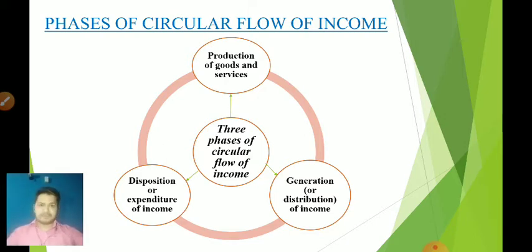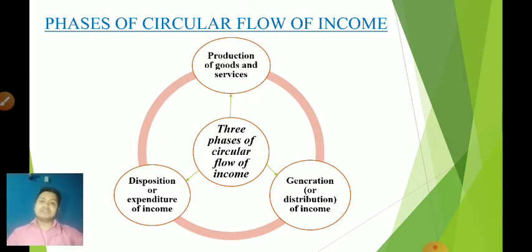Then he will buy all the goods and services produced by the firm. Similarly, when a firm supplies all its goods and services to the household, then with that money the household purchases all the goods and services. Now the money transfer from household to the firm is known as the expenditure of income. How the firm does its expenditure of income, and how the household does its expenditure of income, is covered in this particular session.